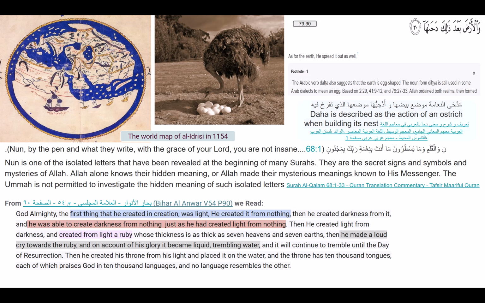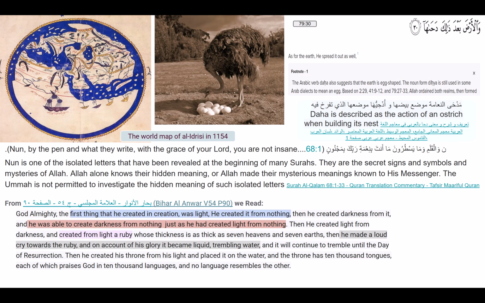Let's continue reading. God Almighty, the first thing that He created in creation was light. He created it from nothing. Then He created darkness from it. And He was able to create darkness from nothing, just as He had created light from nothing. Then He created light from darkness, and He created from light a ruby, whose thickness is as thick as 7 heavens and 7 earths. Okay, these are the 7 regions of earth. The Sabians believe that there's 7 regions of earth. This is what I told you about.